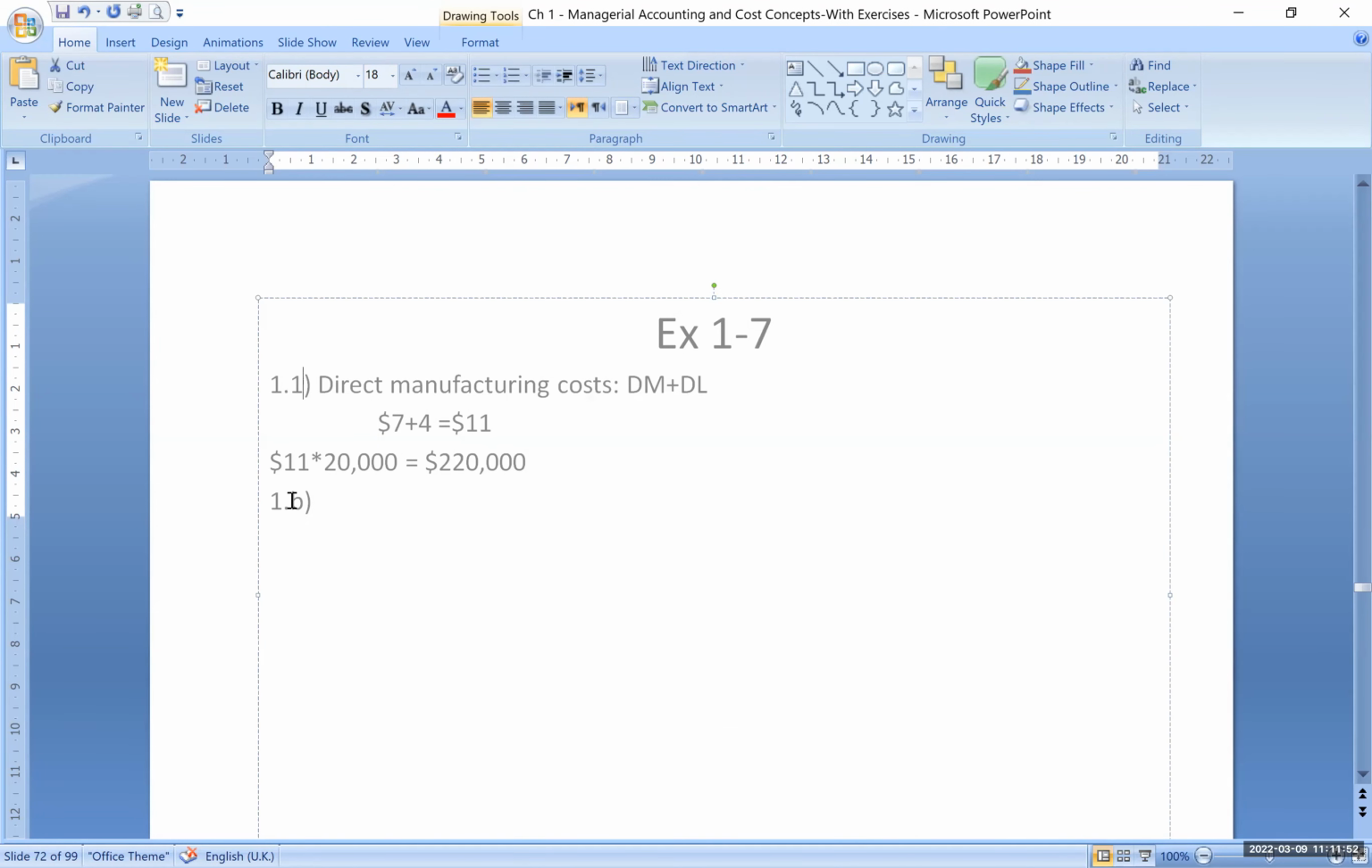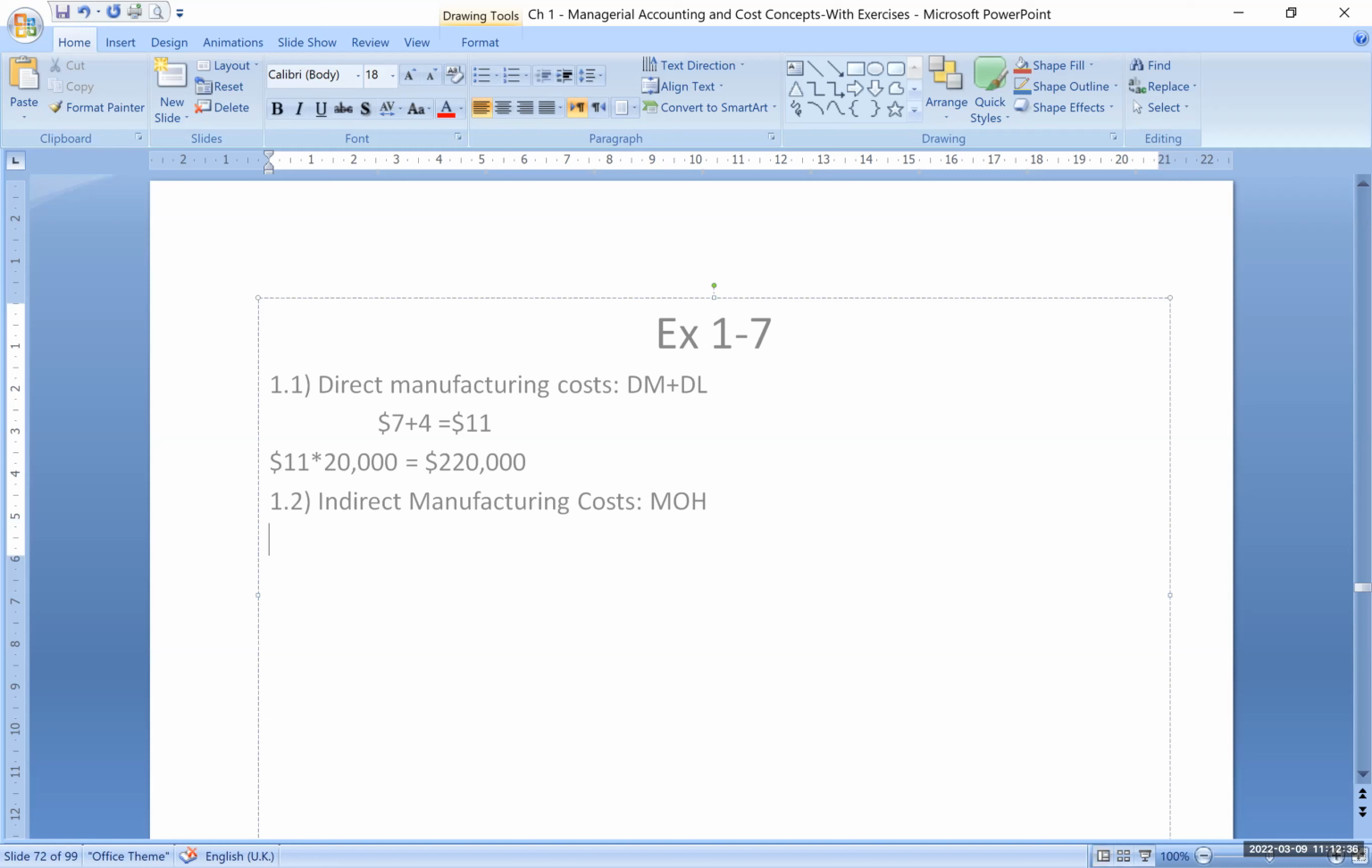For question 1, 2, the indirect manufacturing costs are indirect material and indirect labor. No, we are talking about overhead, manufacturing overhead, and this includes indirect material, indirect labor, and all other manufacturing costs other than direct material and direct labor. Okay, so the answer will be what?